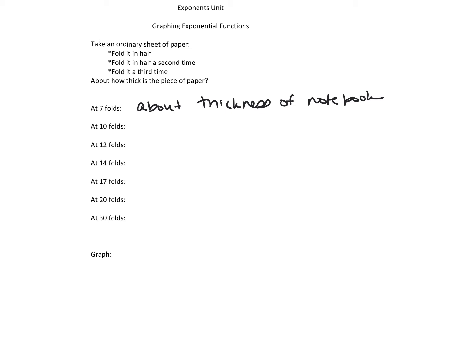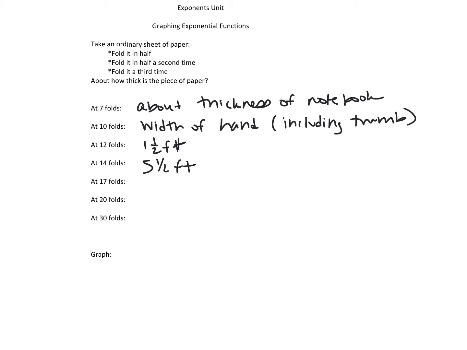If you were to continue folding that paper just 3 more times, if you got to 10, it would be about the width of your hand, including your thumb. If you were to be able to fold that paper just 2 more times, it would be about 1.5 feet tall, which is about the height of your average stool. If you were to continue folding 2 more times, it would be about 5.5 feet tall, which is about my height, the average, quote unquote, average person's height.